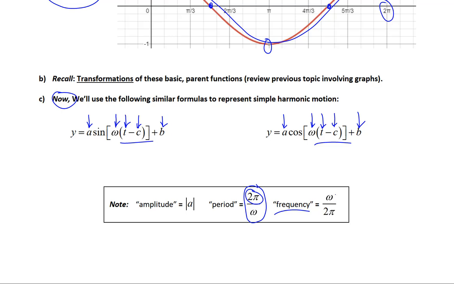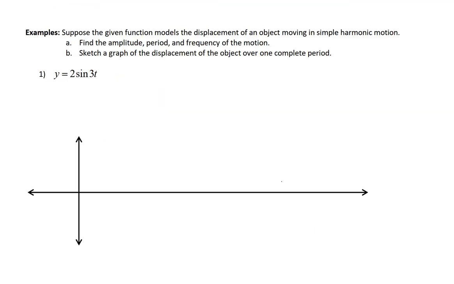This is actually, if you look carefully, simply the reciprocal of the period. It's going to be omega over 2 pi, which, yes, looks like the period except it's flipped upside down. So it's simply the reciprocal of that. All right, so with those formulas in mind, let's now try some examples.